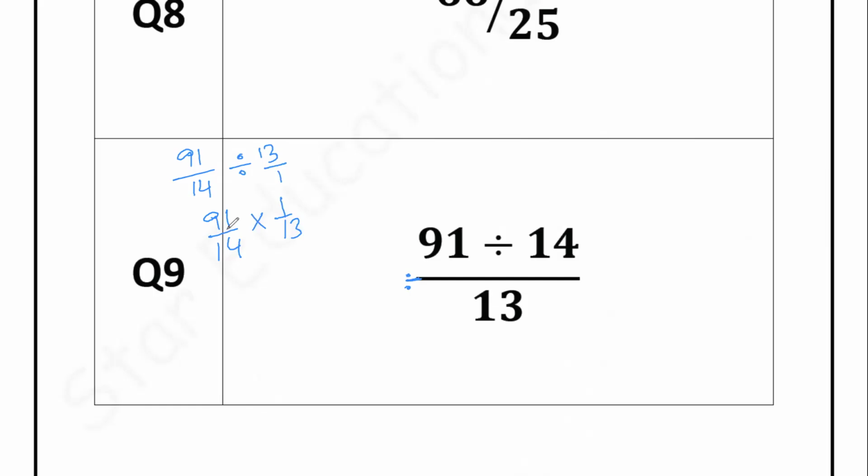We know that 91, if you know your multiples of 13, is 13 times 7. That makes it difficult because there's no way to break it down, since 91 is a product of prime numbers. So you got 13 into 7 into 1 upon 14 into 13. 13 and 13 goes. So we got 7 over 14. Now 7 over 14 we know is half, because 2 times 7, 7 and 7 goes, and therefore my answer is half.